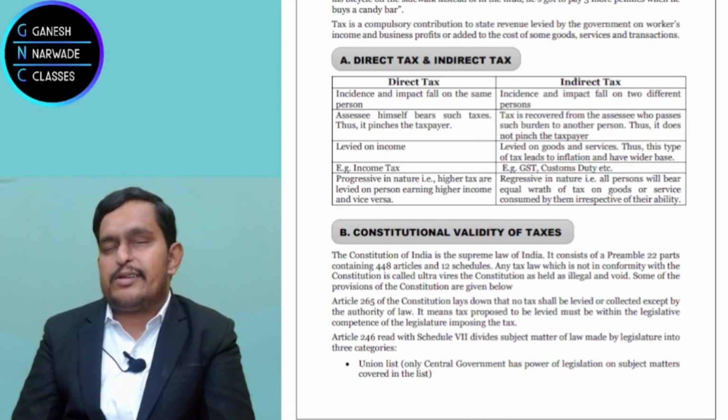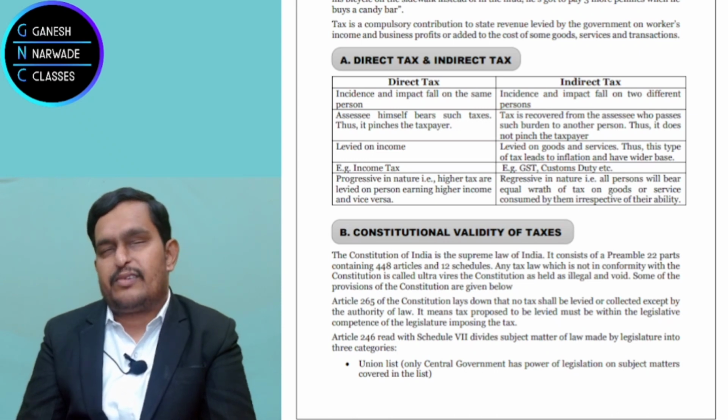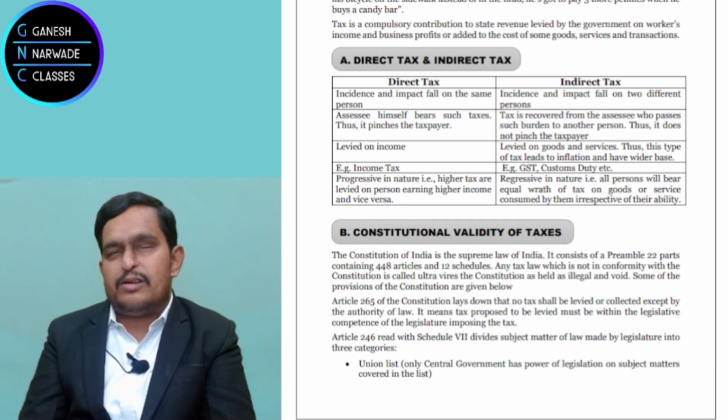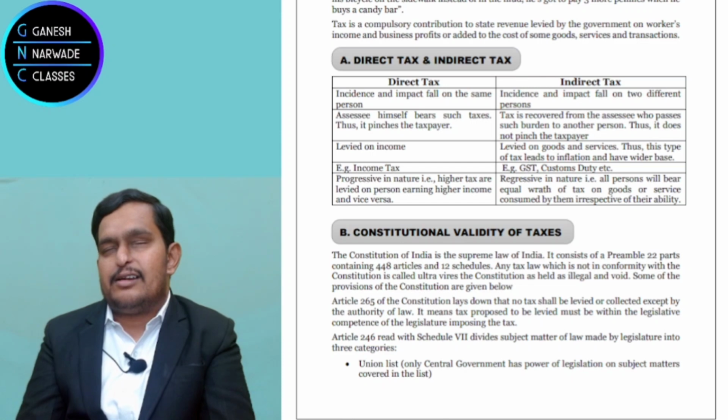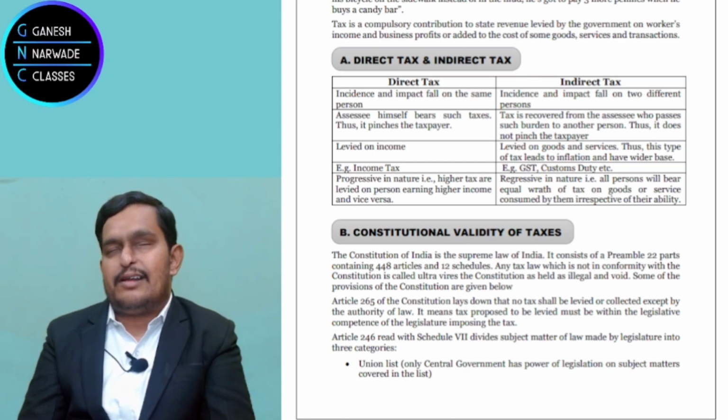But sir, did the constitution actually give power? The answer is yes. There is Article 265. It says that no tax can be collected except with the authority of law. So there should be a proper law to levy the tax. That's what Article 265 says. Article 245 gives the power to parliament and state legislature to make the laws. Now 246 we should discuss.